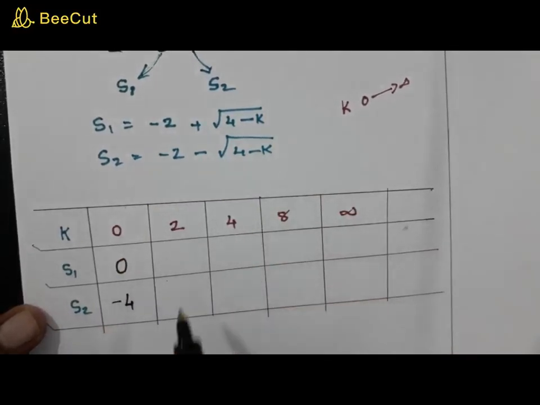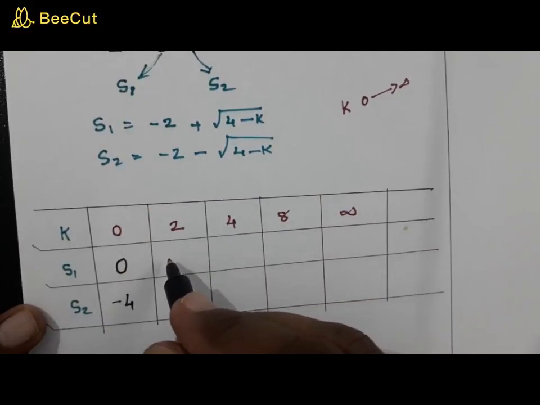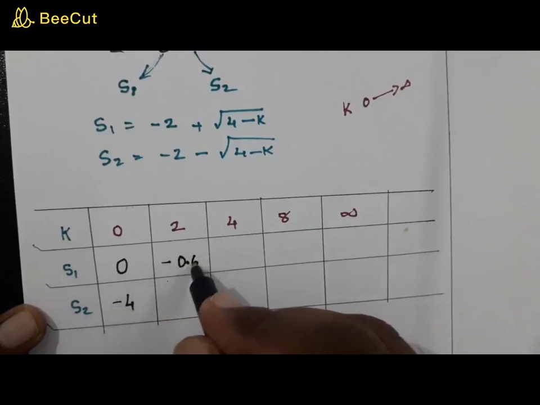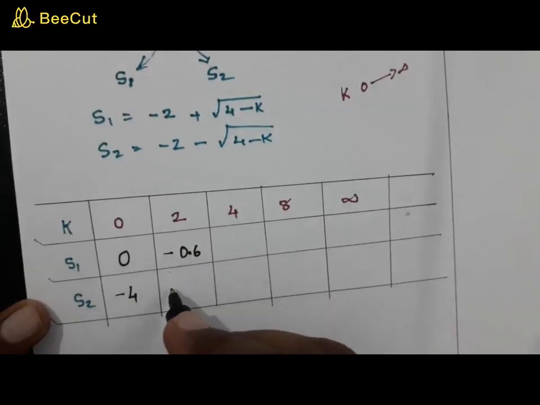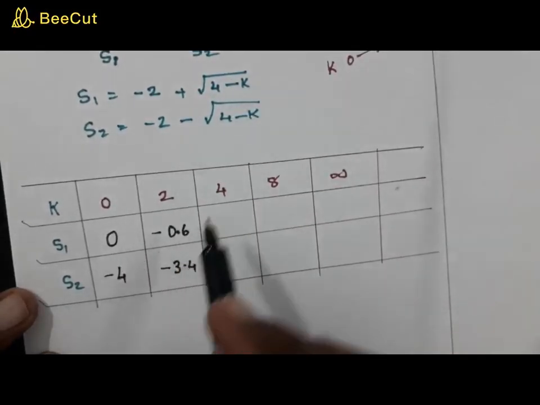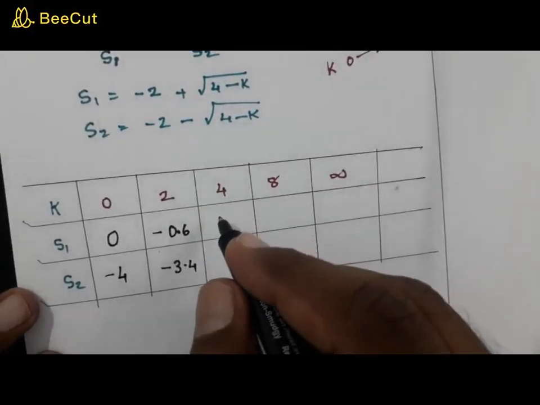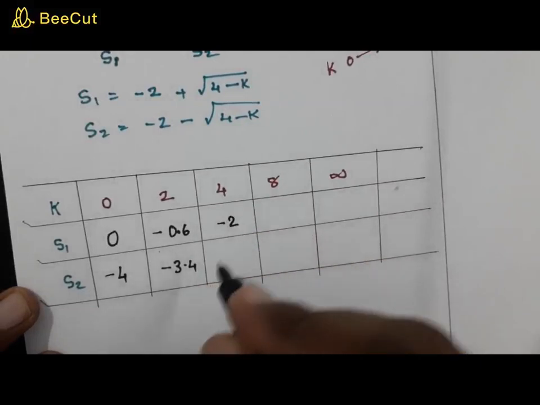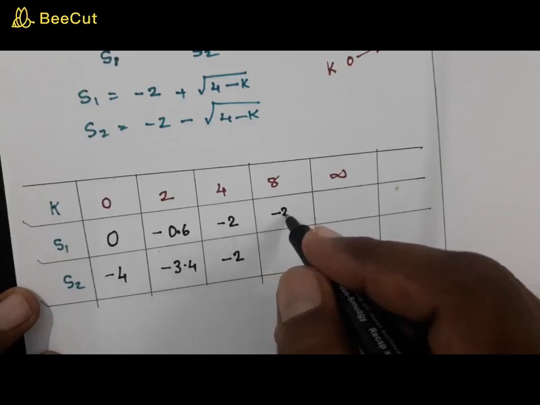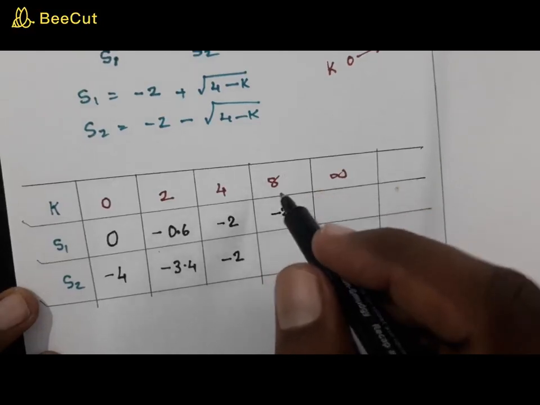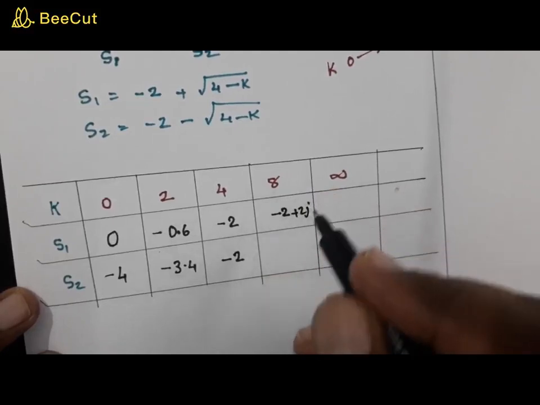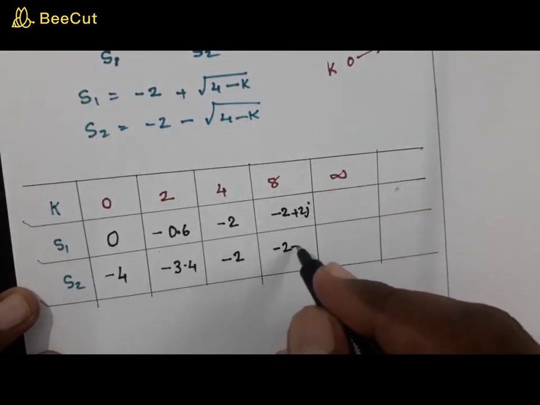Now at k is equal to 2, s1 becomes minus 0.6 while s2 becomes minus 3.4. You may just do it by yourself by substituting the values. Just verify whether the answer is right or wrong. At k is equal to 4, this is minus 2 and minus 2, and when you put 8, this becomes minus 2 plus 2j and minus 2 minus 2j.